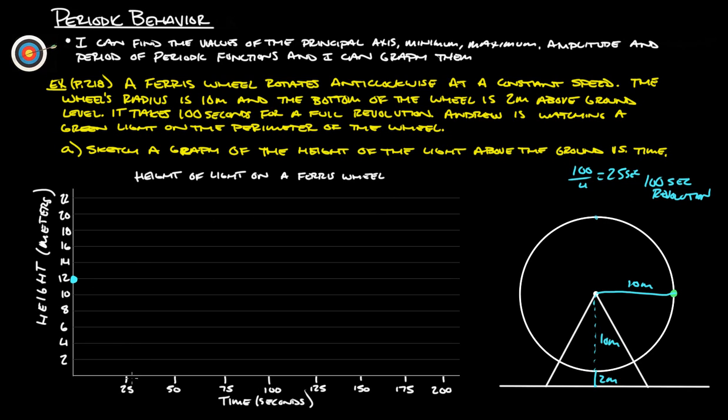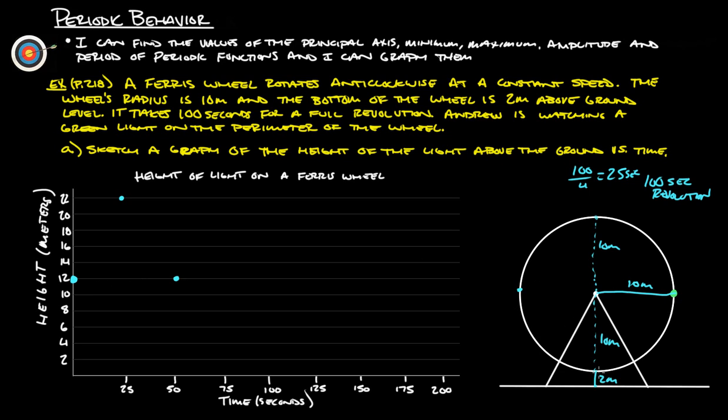At 25 seconds, now we have to figure out how tall that is. This is going to be another 10 meters, so 2 meters plus 10 plus 10, that's up here at 22. So at 25 seconds, we've got another point here. Now at 50 seconds, that's another quarter turn. The light is going to be back over here, back at the starting point again at 12. And then another 25 seconds.